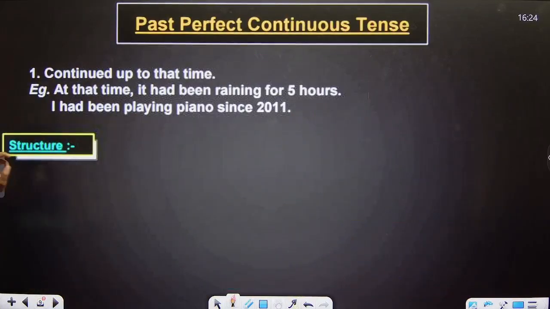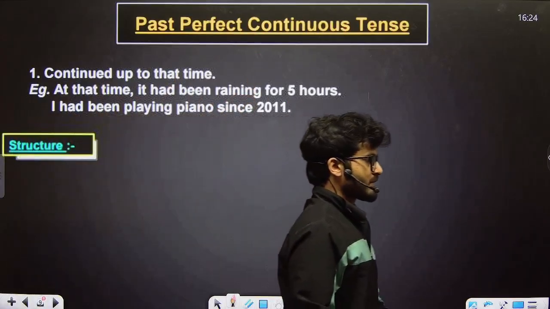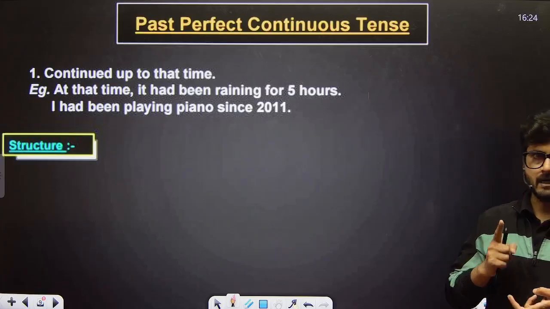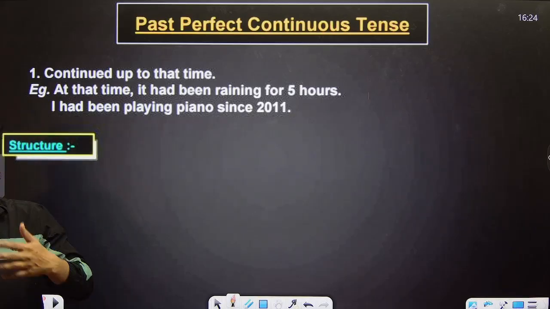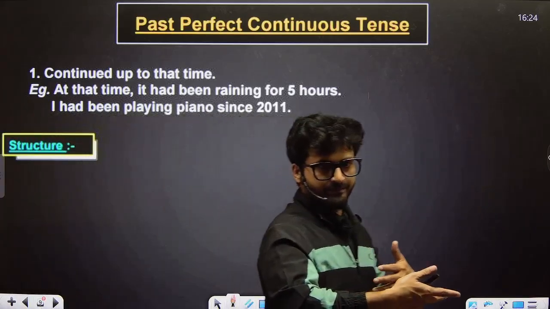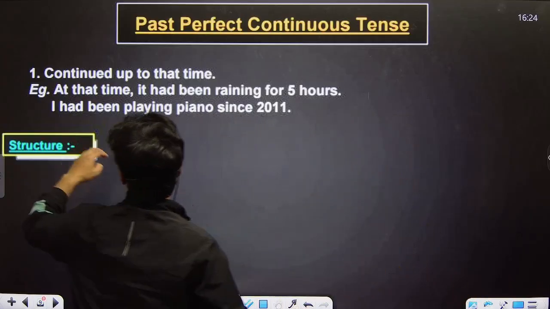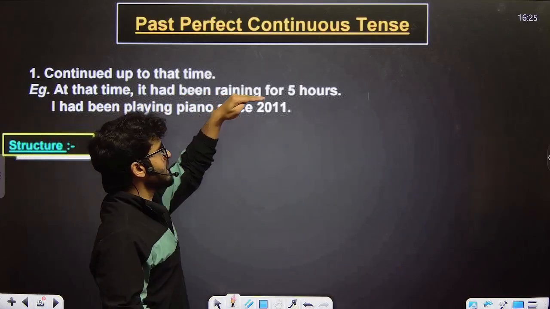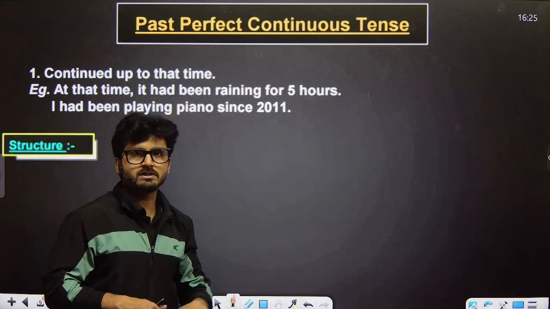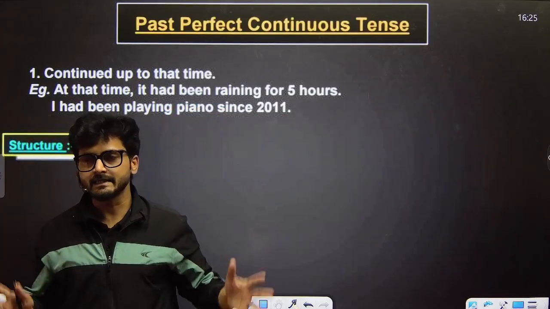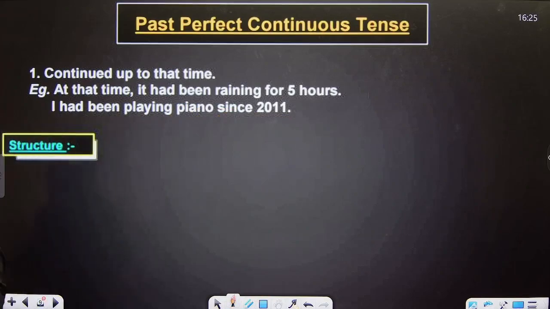Now, past perfect continuous tense. Perfect, and again it is having what? Continuity. That means it has been continued up to a certain time. That means at that time it had been raining for 5 hours. I had been playing piano since 2011. What idea are you getting? You are getting the idea that here the time frame is mentioned. Here you are going to get the time frame.